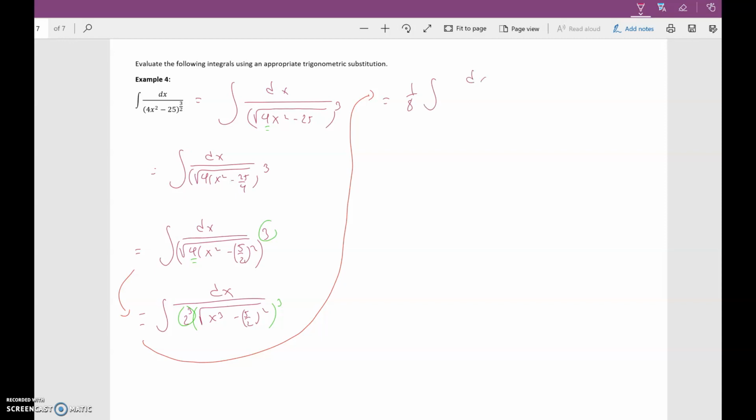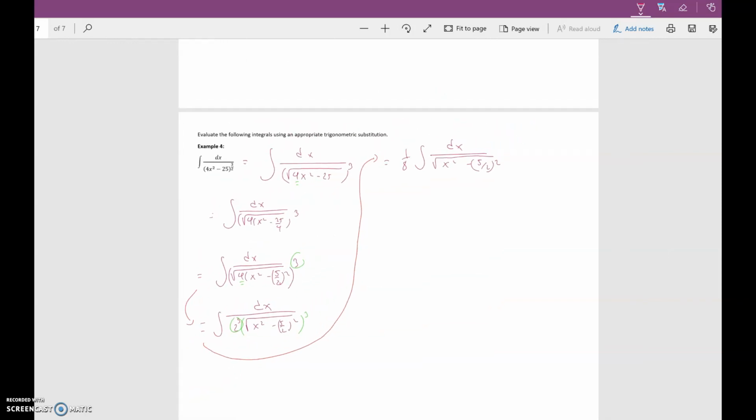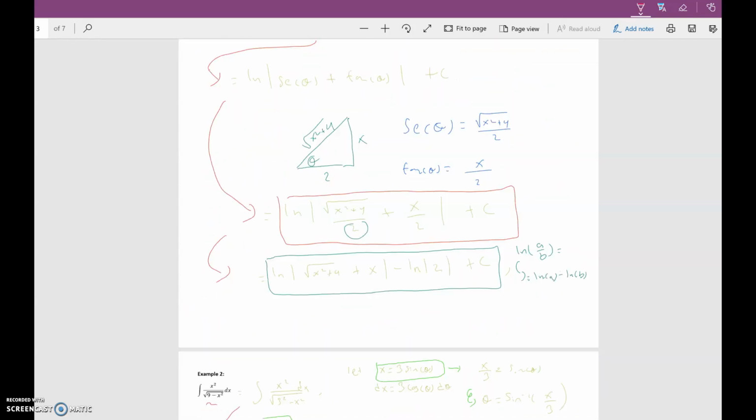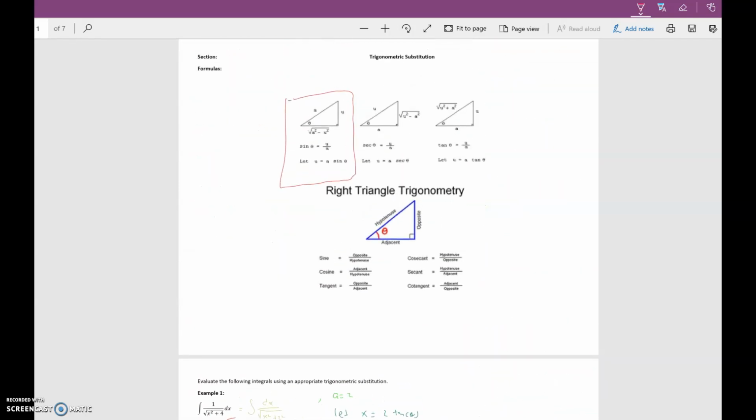integral of dx over the square root of, whoops, this is supposed to be an x to the second. So x to the second minus 5/2 squared. Okay, and we're ready for the substitution. So you have the variable minus the constant squared. This is going to be the secant. So we're looking at this portion here.